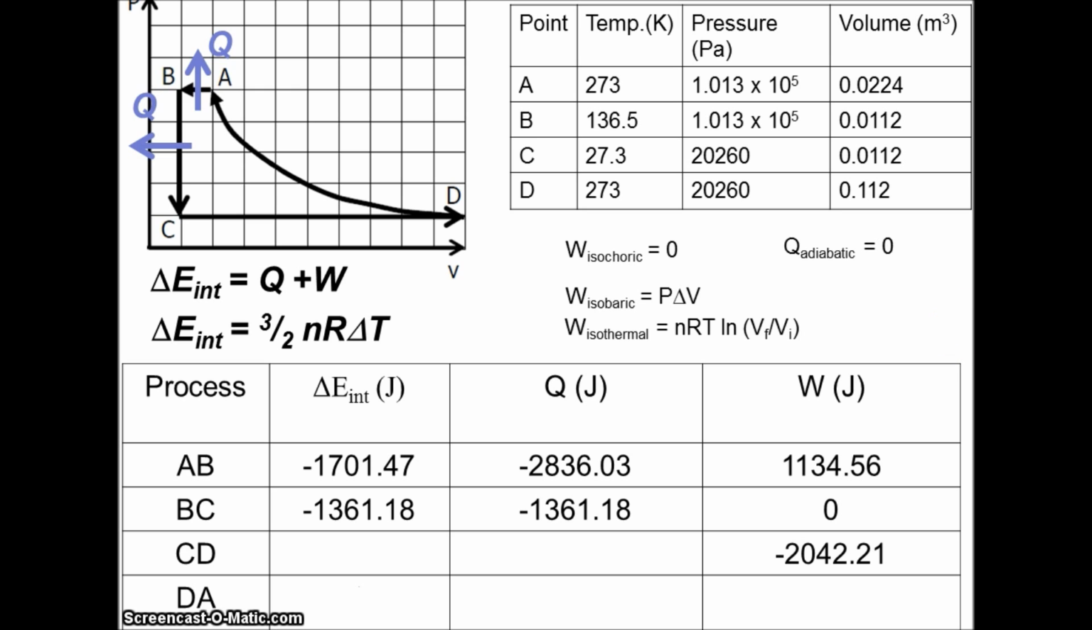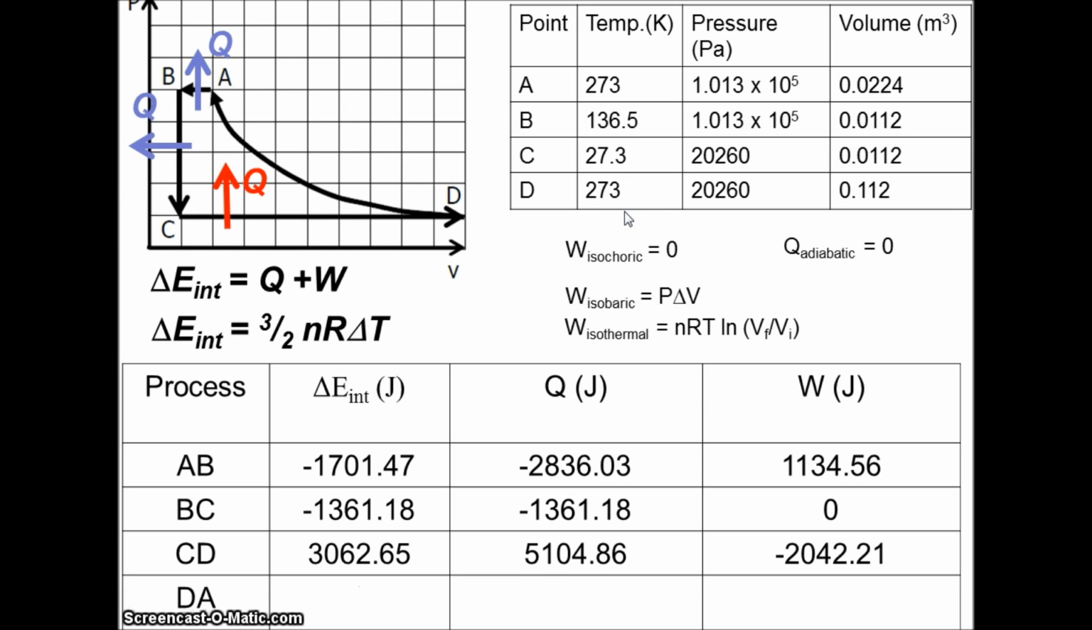I can figure out the change in internal energy by doing 3/2 nR delta T. The final temperature is 273, the initial temperature is 27.3, and I get a positive amount of 3062 joules. Use the first law of thermodynamics, conservation of energy, solve for heat, and I get 5104 joules going into it in terms of heat.